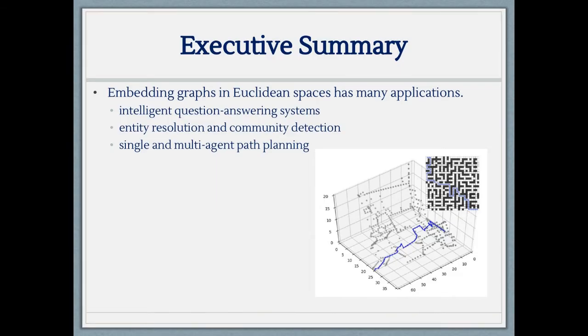Before we delve into the details, I'd like to give a quick overview to frame the research work in the right setting and give the motivation. Embedding graphs in Euclidean spaces is useful for many problems in AI. Perhaps the most obvious is for path planning and the multi-agent meeting problem, but it actually applies to many more problems. For example, community detection and social network graphs, representing the knowledge base for question answering systems, and more generally, it can be helpful for any problem where the information is represented as a graph.